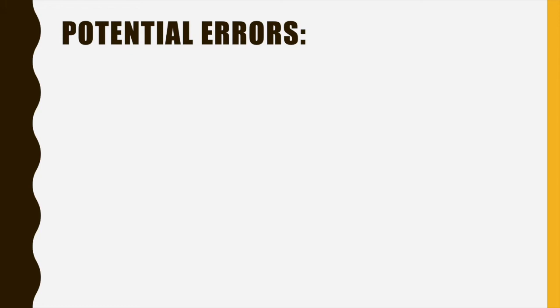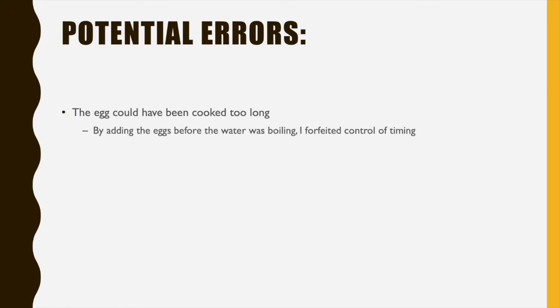However, there were a couple of potential errors. First, the egg could have been cooked too long. This is because I added the eggs before the water was boiling, and thus I forfeited control of timing. Another source of error could have been the age of the eggs. The eggs were relatively old and thus could have led to a greenish-grayish yolk. However, this did not take away from the quality of the egg.